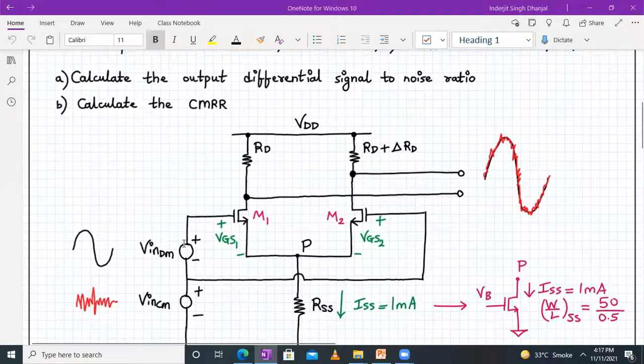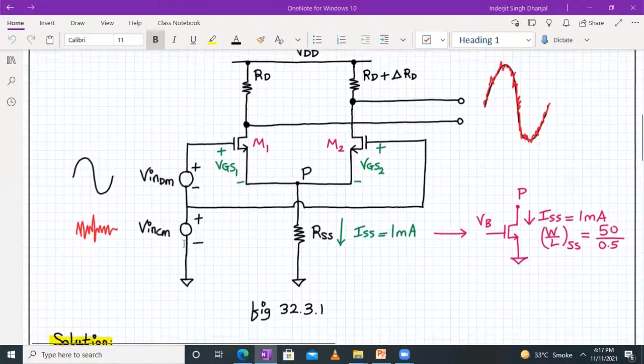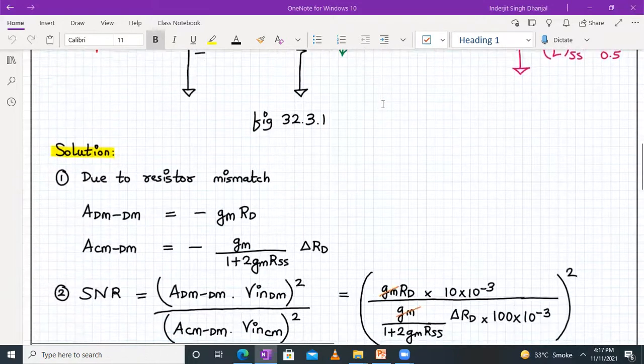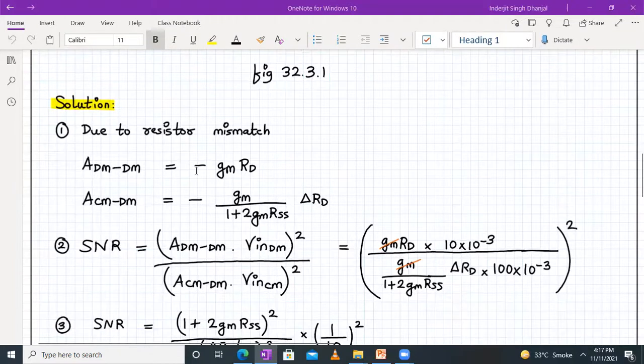and we have to calculate the CMRR. Now, looking at the circuit, what type of mismatch is used? They are using the resistor mismatch. So we have to note down the CMRR formula for a resistor mismatch, the SNR formula, then the ACMDM and ADMDM formulas, everything we have to write down. So let's start. Due to resistor mismatch, we have discussed this before.